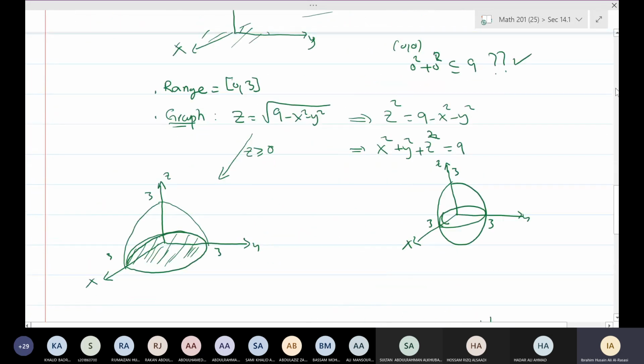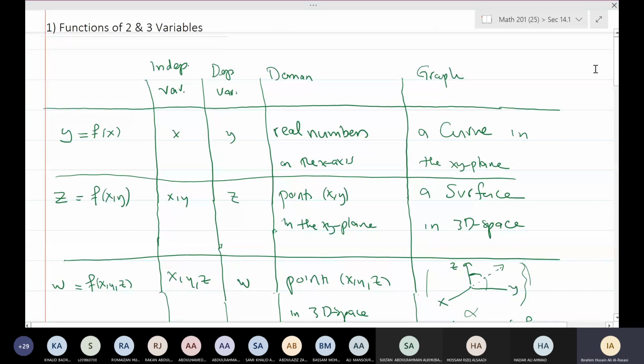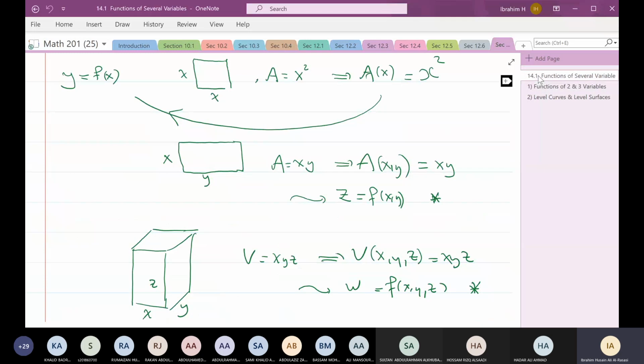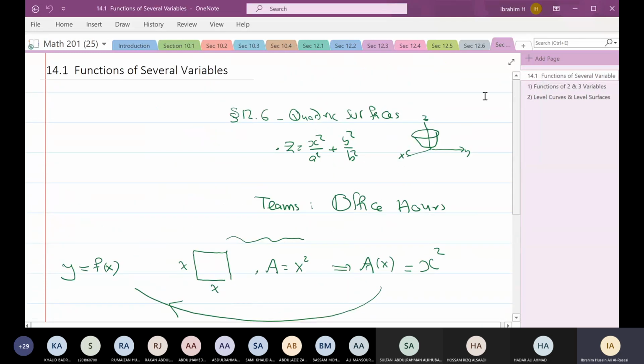So let me just recall what I mentioned in the beginning. For the completion of section 12.6, the other quadratic surfaces are explained in the video or the recording given in the Teams of the office hour. You go to the Teams of the office hour, and there you will see a recording. You can look at it, or you can download it.